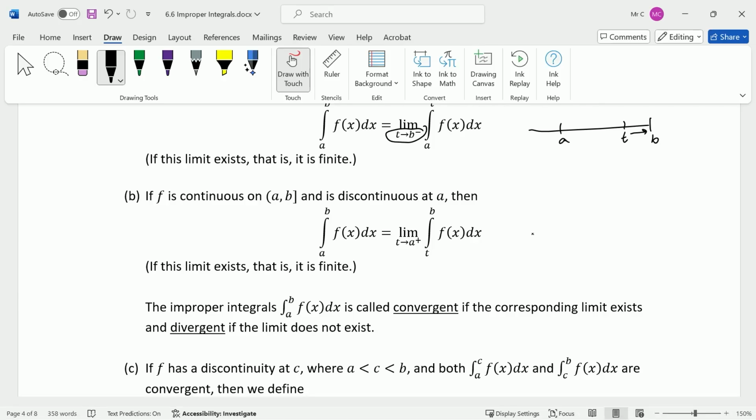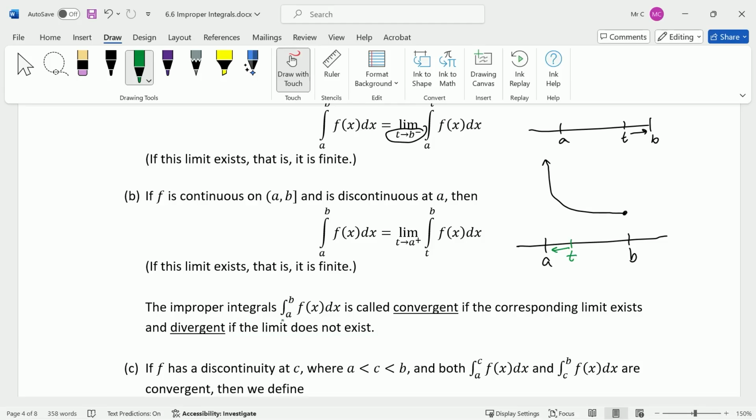So similarly, we'll draw this picture again, a to b. You've got an asymptote at a. So you're looking at some function like, should I be approaching from the left or right? Put a t in your interval and ask yourself, where's the discontinuity? Oh, at a, I've got to go that way. So I'm approaching a from the right.